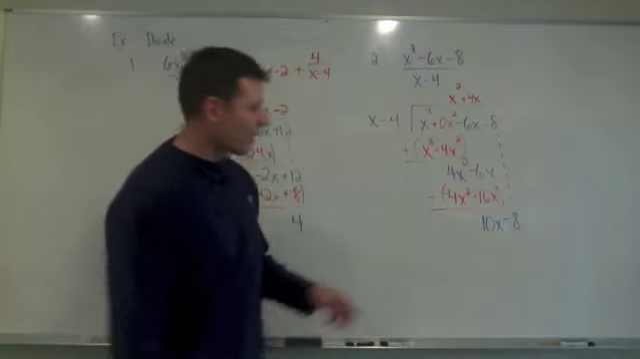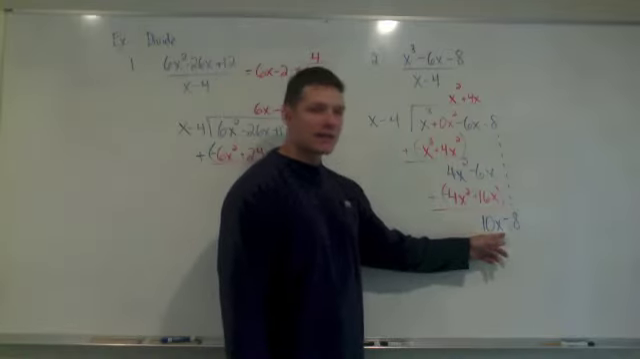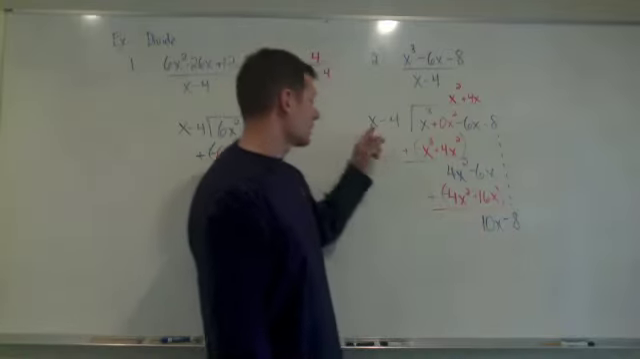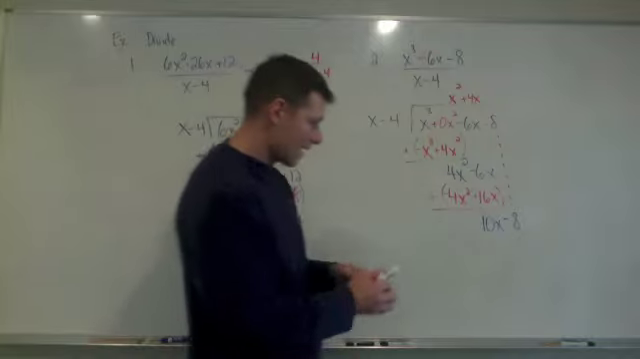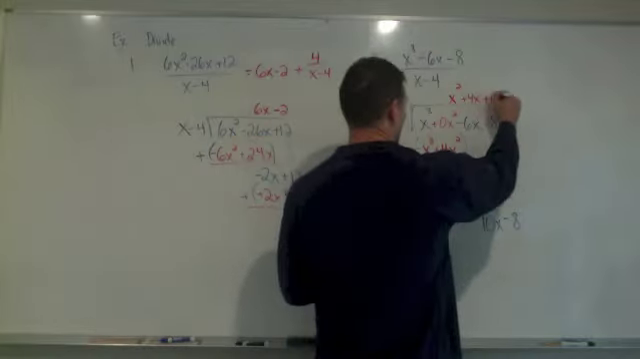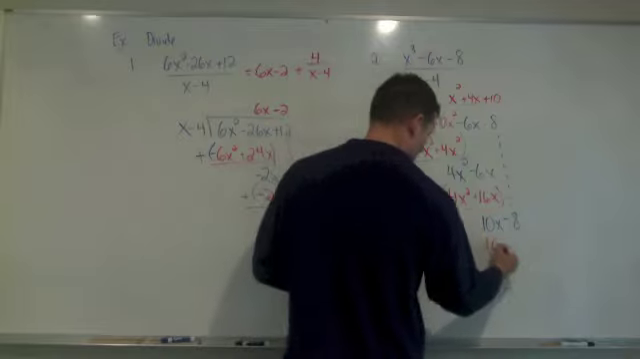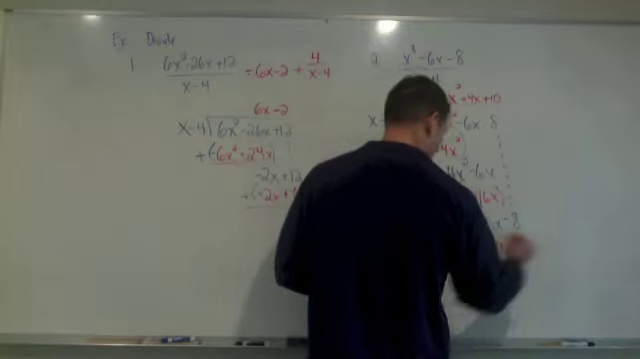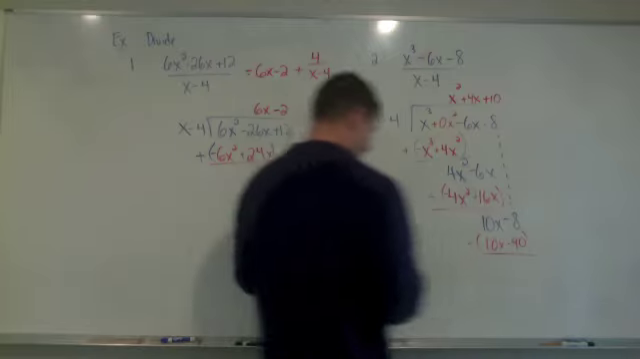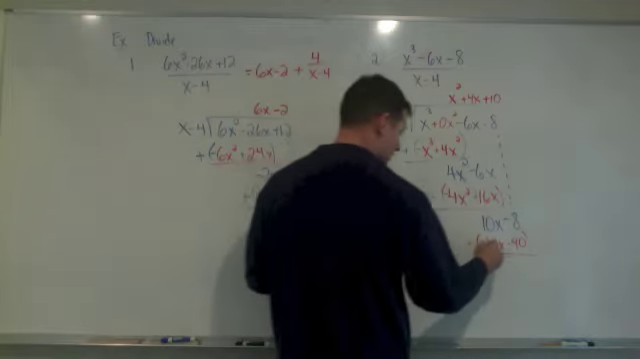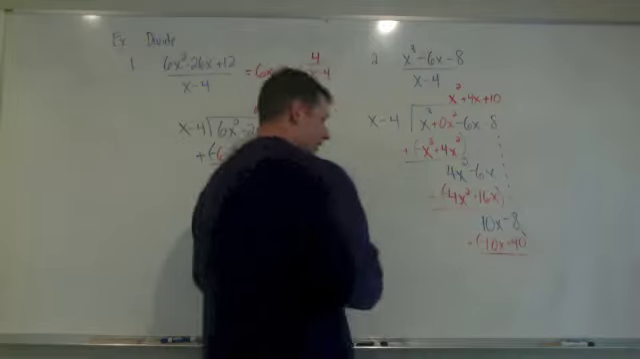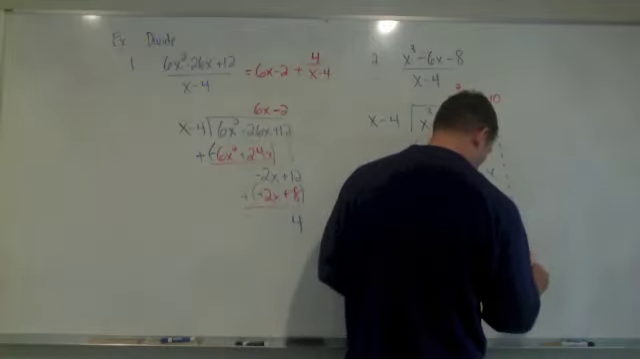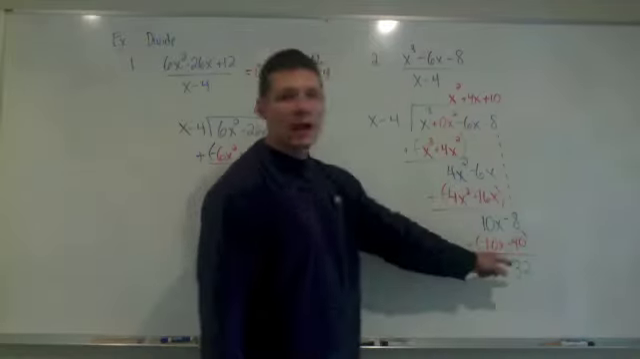What do I want to multiply by to at least get 10x minus 8? Well, I want to at least get 10x. I want to multiply by 10. So I multiply this thing by 10. I'll get 10x. 10 times negative 4 is negative 40. I'm going to subtract all the way down. Okay, distribute the minus sign. Plus, minus, plus. Add down gives me 32. So my remainder now is 32.